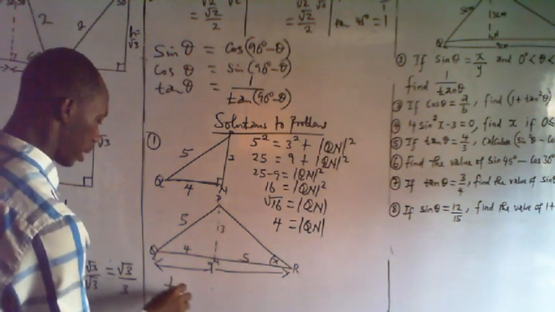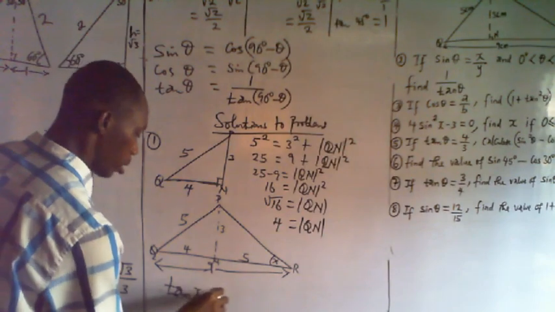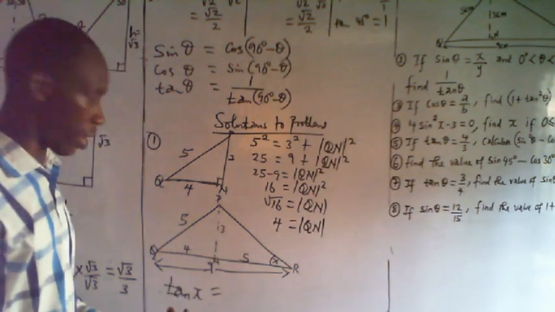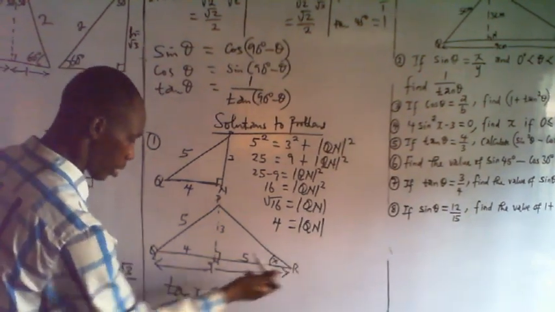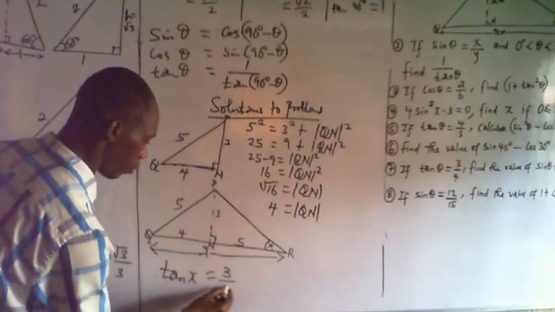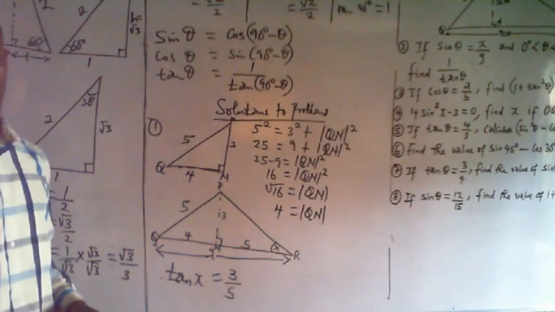So to find tan x, remember, tangent of an angle is opposite over adjacent. This side is opposite, this is adjacent. So we have 3 over 5. This is your answer.